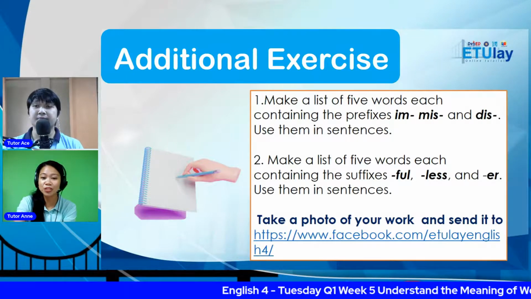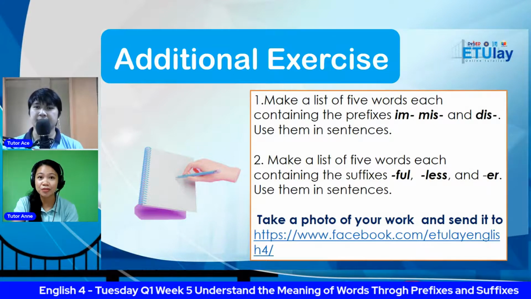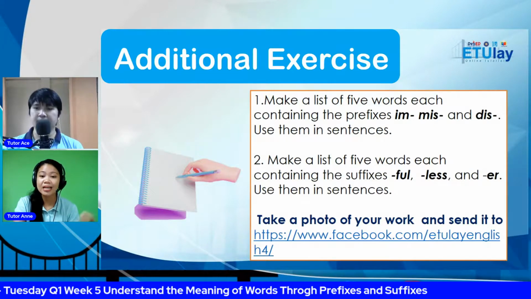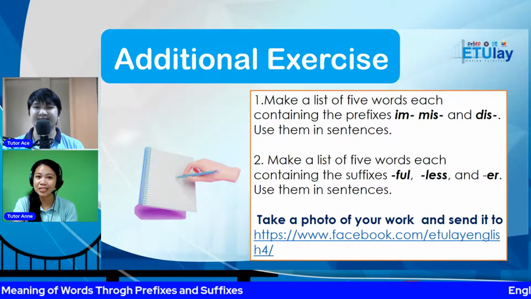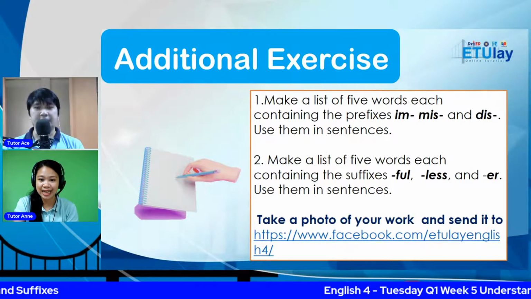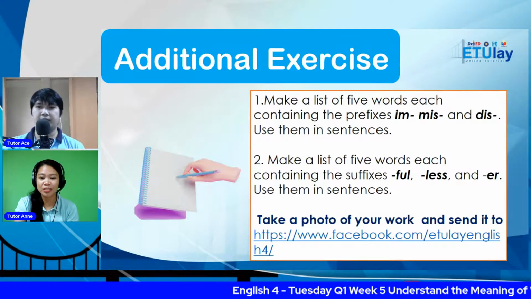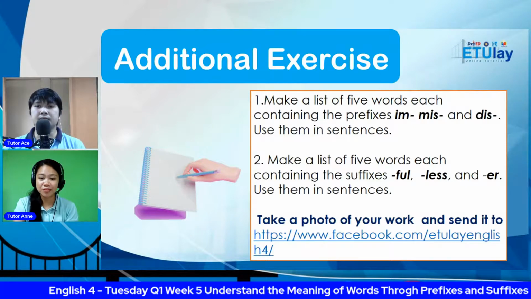Ayan, so number 1, Tutor Ace, it says here, make a list of 5 words each containing the prefixes na kanilang natutunan kanina. Prefixes im, mis, and dis. And then use them in a sentence. Yung ibig sabihin nun, you will have to make 15 sentences. Lahat-lahat 15 for number 1. So 5 para sa im, 5 sa mis, at 5 para sa prefix na dis.